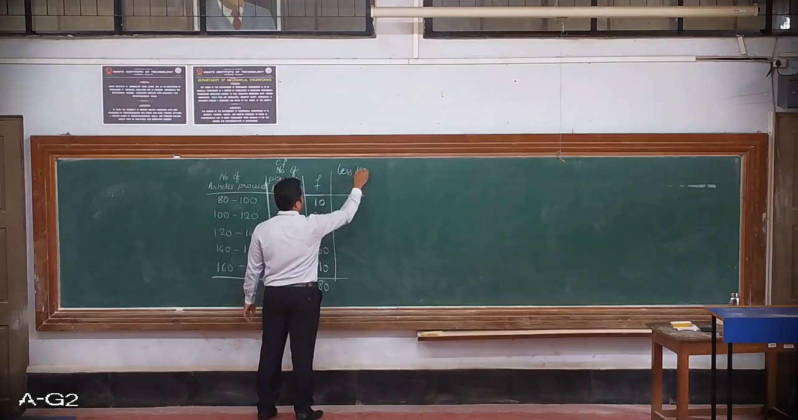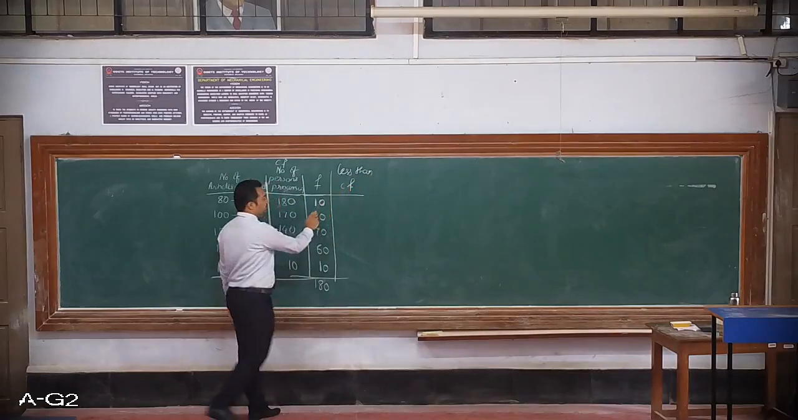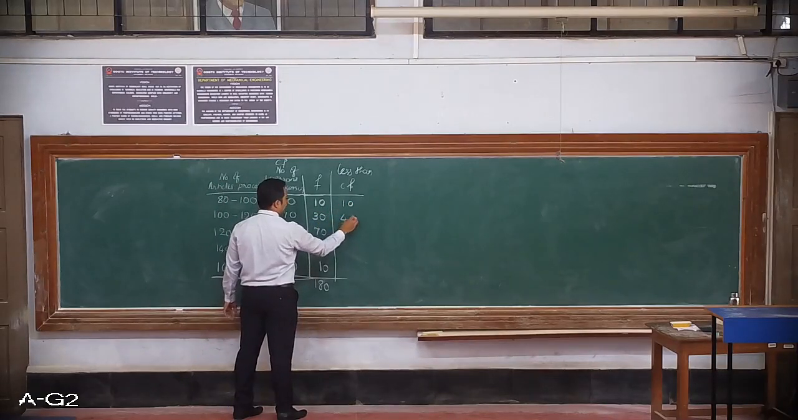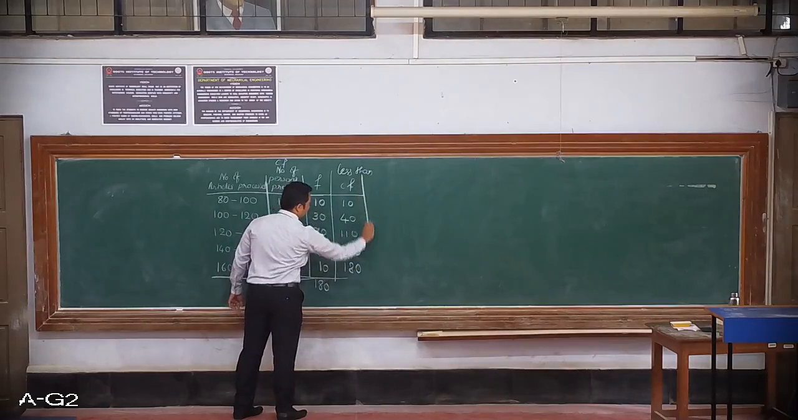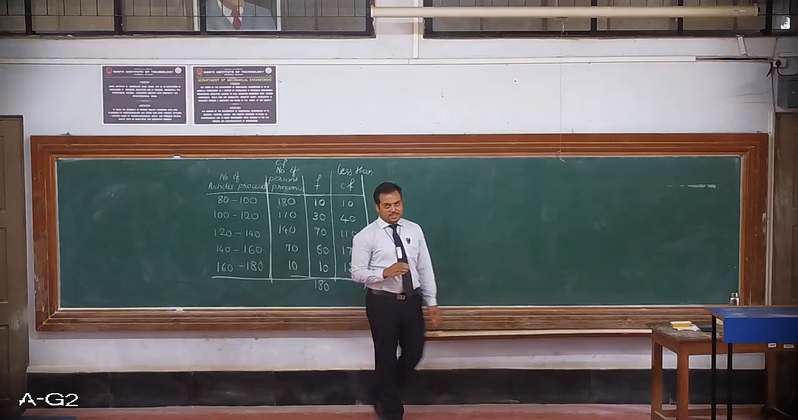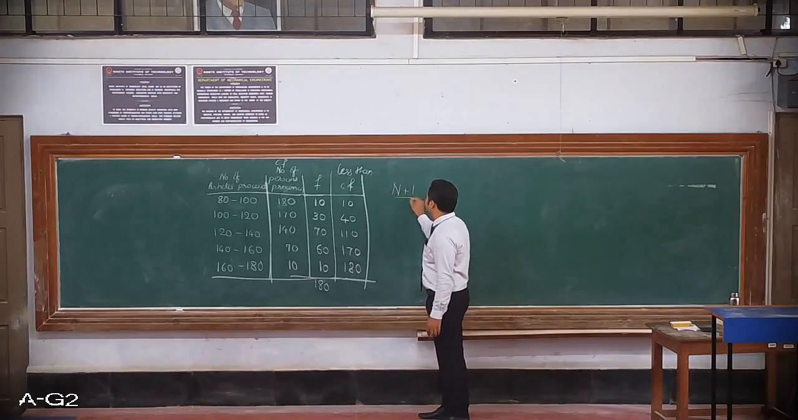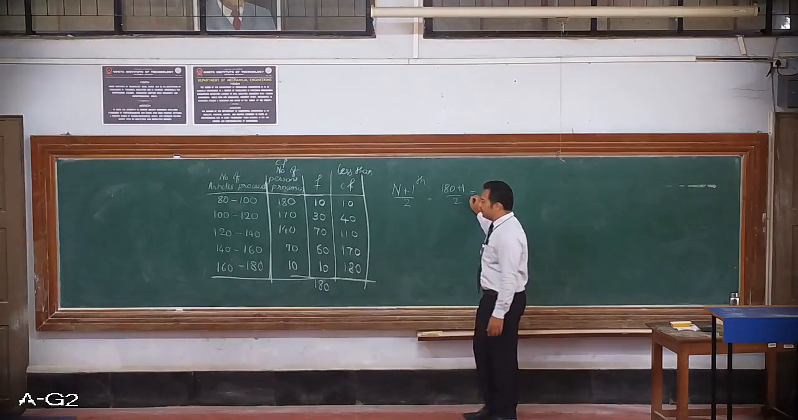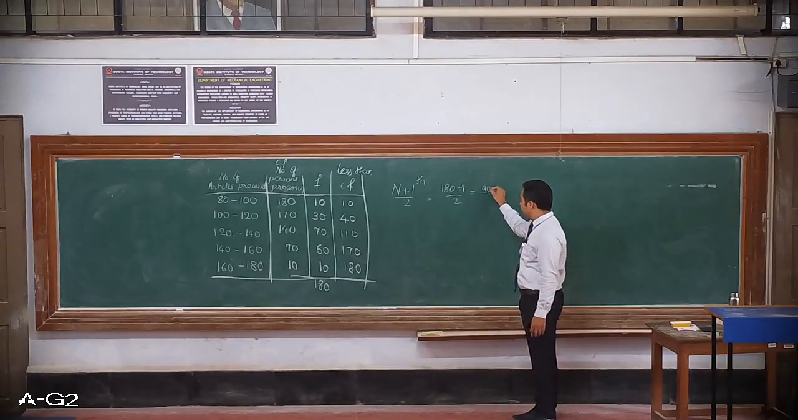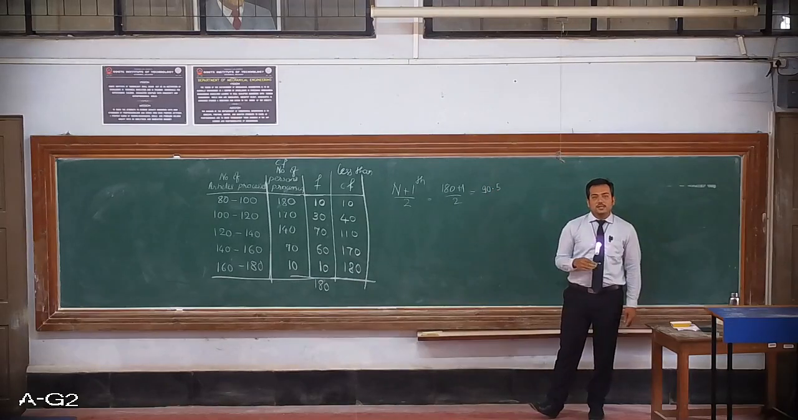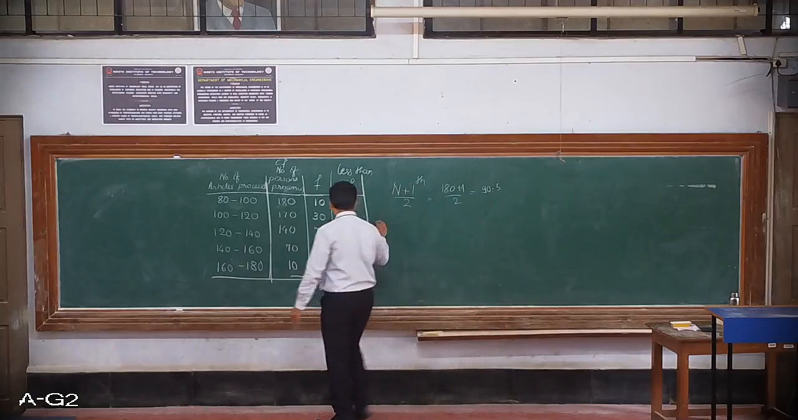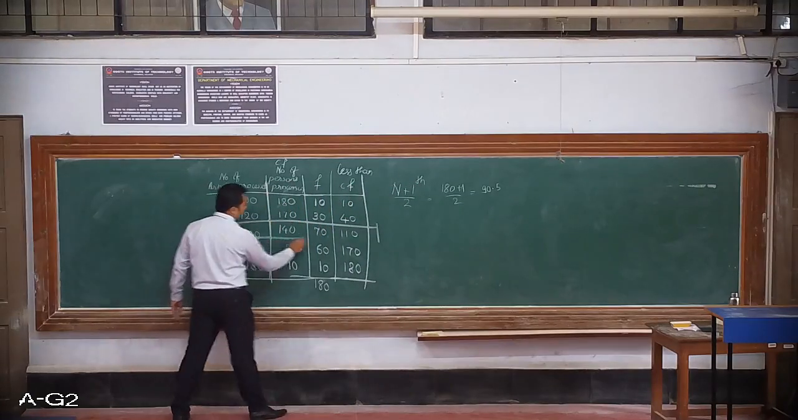So here we have to find the less than cumulative frequency using the actual frequencies. This gives me 10, then 10 plus 30, 40. Then 110, 170, 180. So here I have calculated less than cumulative frequencies as well. My n plus 1 divided by 2th term would be 180 plus 1 divided by 2, so that is 181 divided by 2, which gives you 90.5. Then we have to find the class whose less than cumulative frequency is just more than 90.5. So this is the class where we have cumulative frequency just more than 90.5.